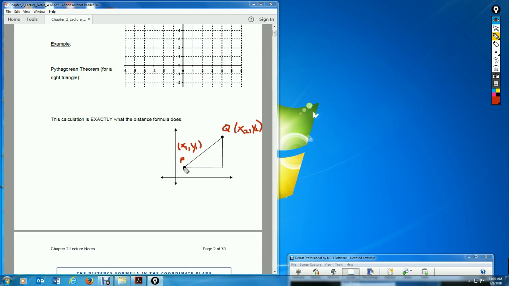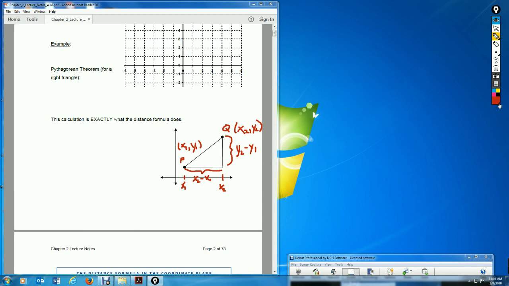So, in other words, like right here, if you drop a line down from P, that value is x1. If you drop a line down from point Q, this value is x2. Sorry, that's supposed to be an x. Okay, so what that means is that this length, this side of the right triangle, is equal to x2 minus x1. Okay, and similarly, this leg of the right triangle is equal to y2 minus y1.